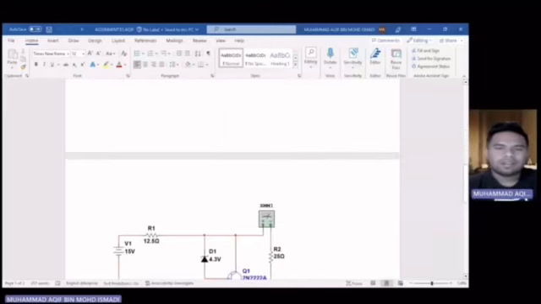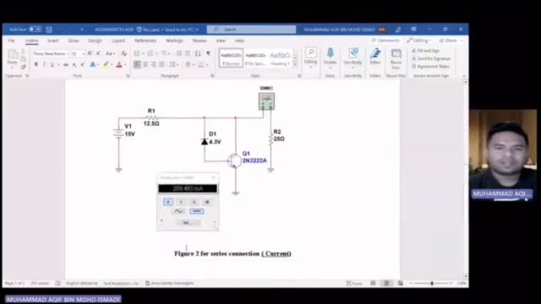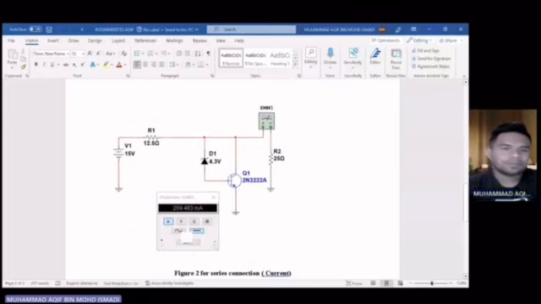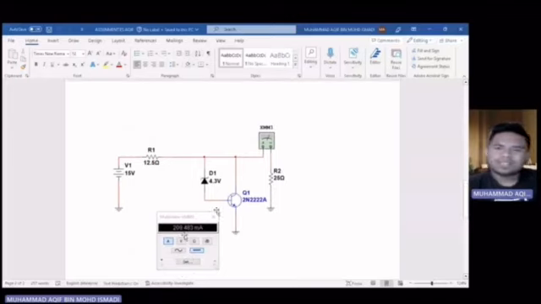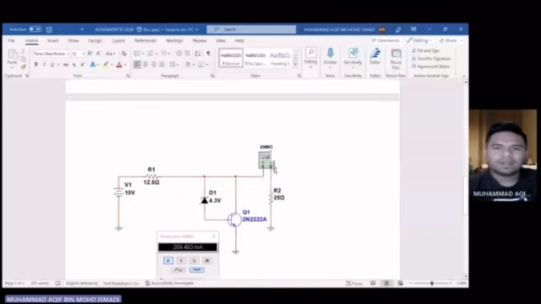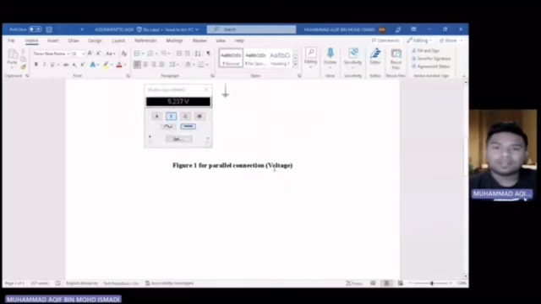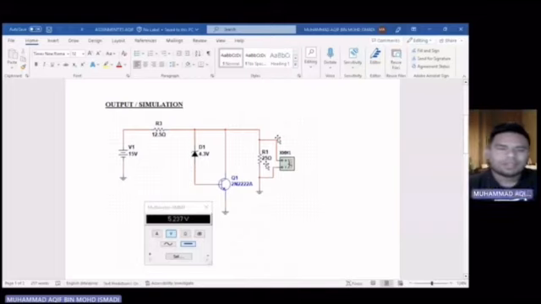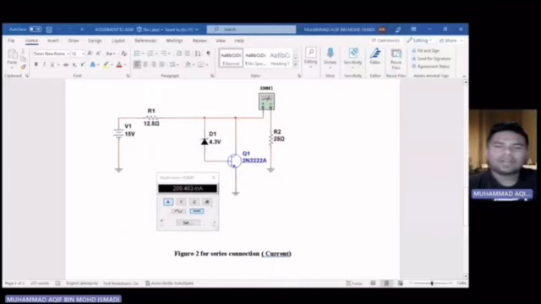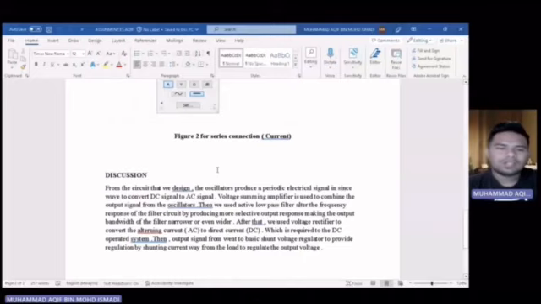Okay, next I explain the figure 2 for series connection or current connection. The circuit stays the same, but I just adjust the multimeter from parallel connection to series connection, and the value is 209.483 milliampere.